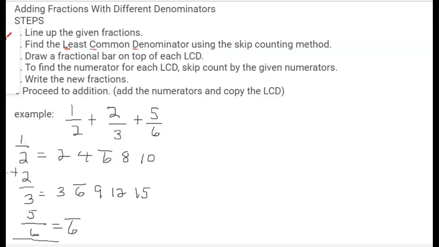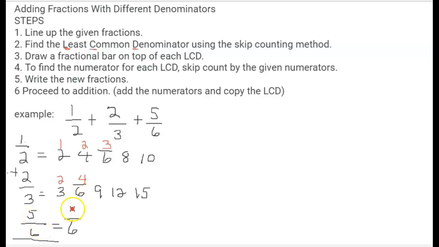I am going to do the same way on my numerator. I have to skip count also using my numerator here, as my step 4 says: to find the numerator for each least common denominator, skip count by the given numerators. My first numerator here is a 1, so I'm going to count by 1, starting from the top of my first multiple here, so 1, followed by 2, and followed by 3, and I have to stop here, okay? My numerator here is a 2. I'm going to skip count by 2. My first number is a 2. My second number is a 4. And I have to stop here because of the fractional bar or the stop sign.